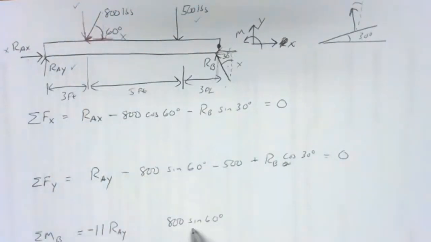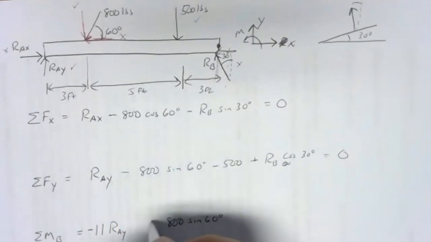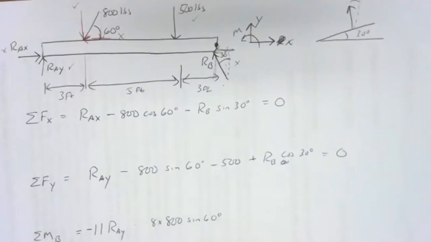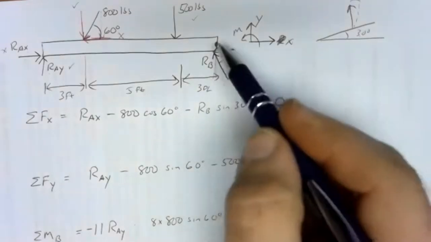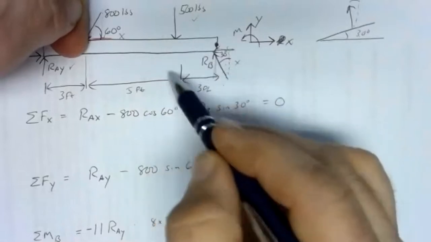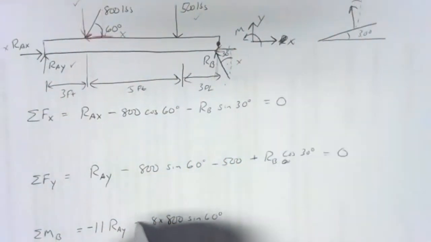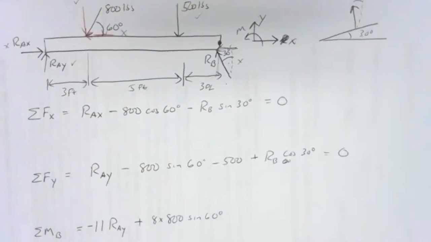There's the perpendicular force, 800 sine 60. The arm is 8 feet, so I'll have an 8 in here. We'll work that out. So we have 8 times 800 sine 60. That's our moment. If we're pinned here and pushing down there, that's going to be a counterclockwise rotation. So counterclockwise is positive, so it goes into the sum positive.